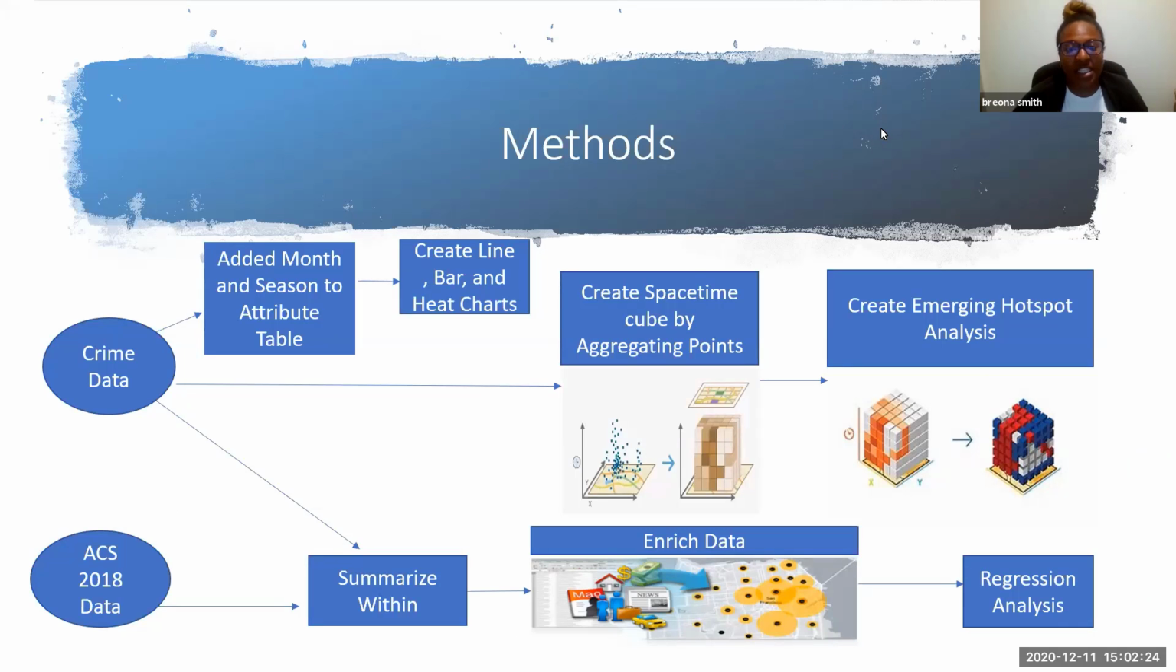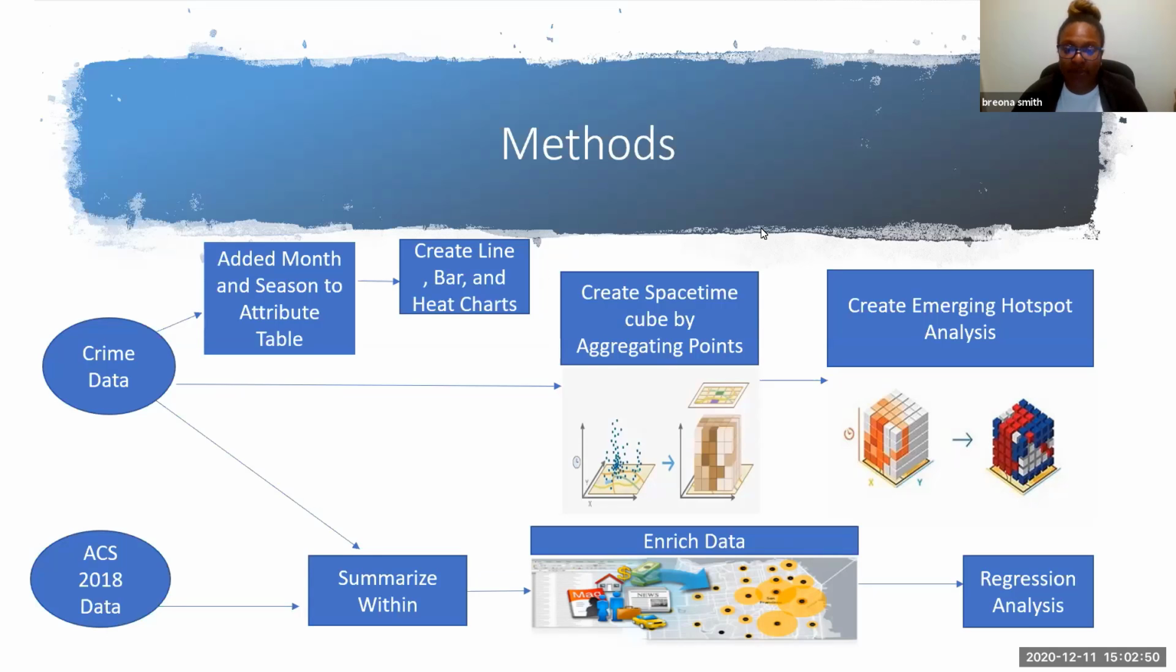This was my process from start to end, my methods. First, I wanted to answer the question of what month crime was likely to happen and what season crime was likely to happen. So I added month and season to the attribute table, and then I created a line bar and heat chart to visually show that trend of change within that 3-year period, 2018 to 2020.